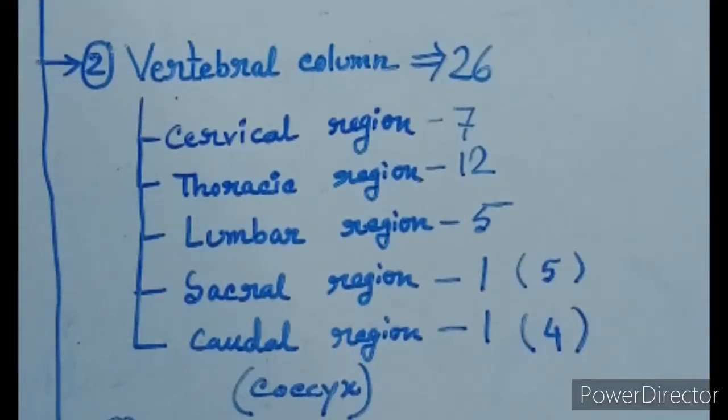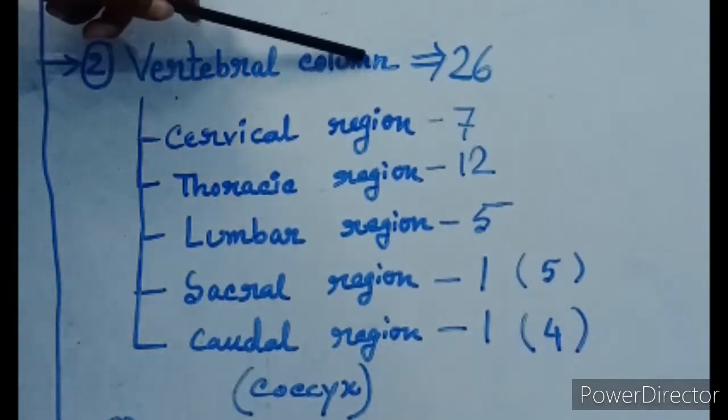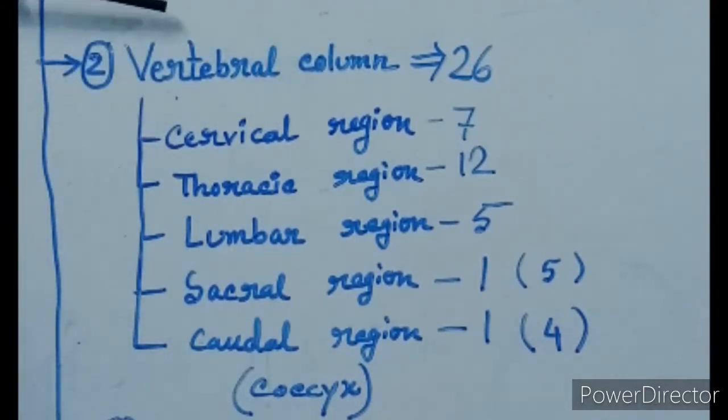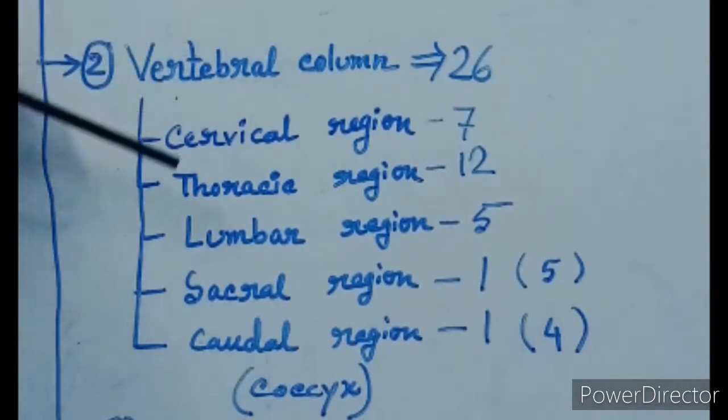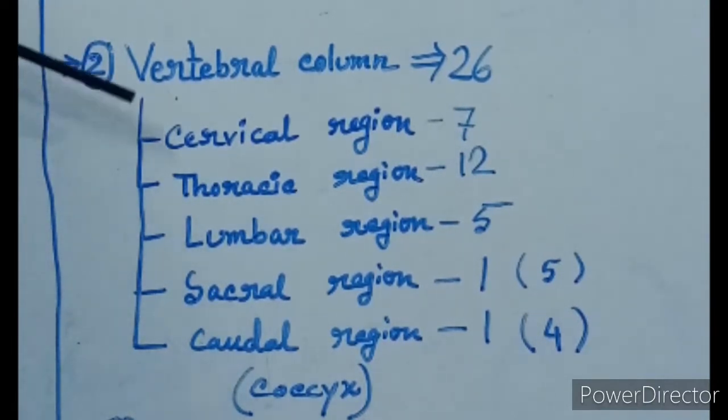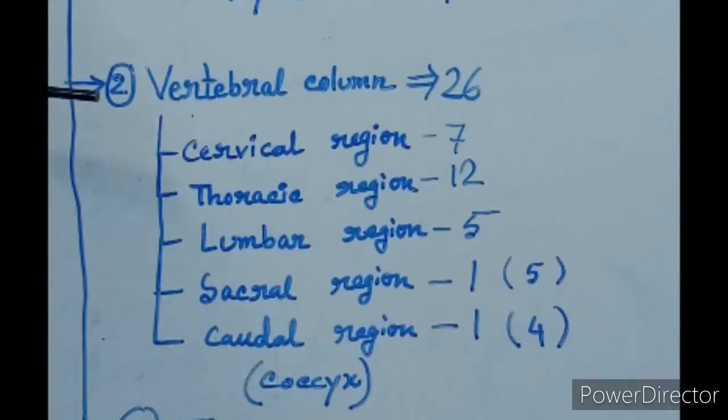Now the second part of the axial skeleton is the vertebral column. This vertebral column is a curved rod-like structure. It is almost 70 cm long and located in the mid-dorsal line of the neck and trunk. It provides axial flexibility and is formed of small ring-shaped bony pieces, which are called vertebrae.